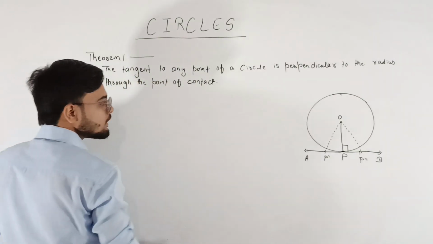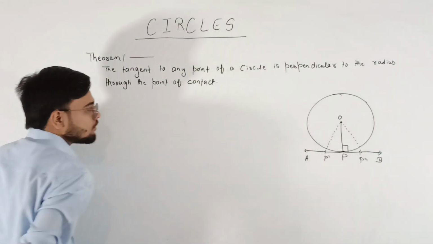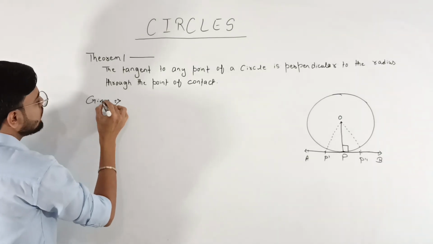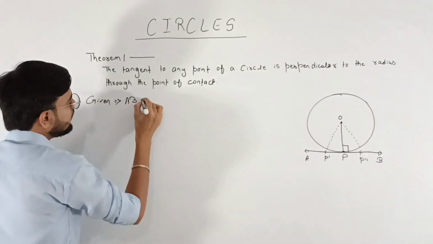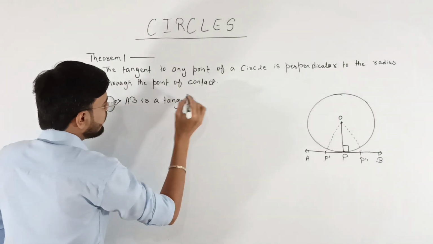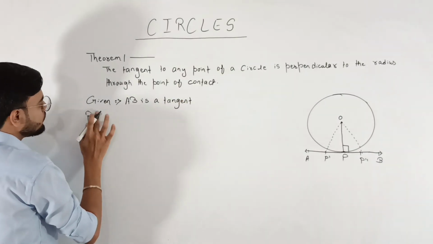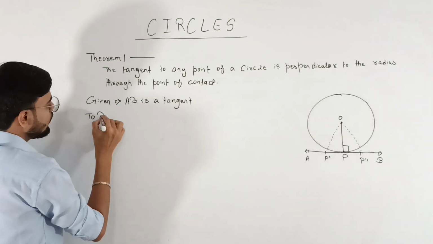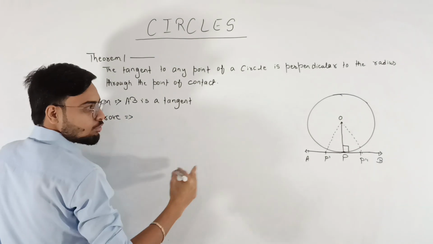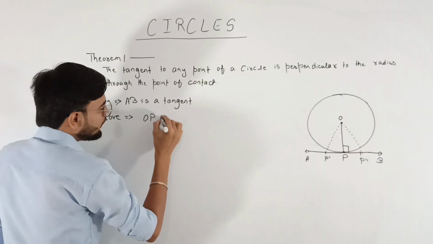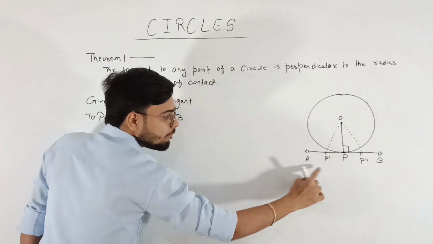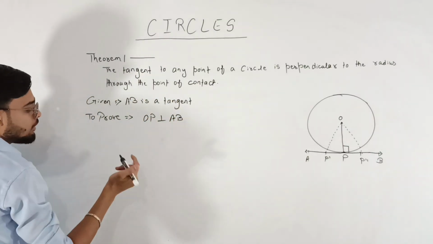Okay, so we have to prove this OP is perpendicular to AB. So first we write what is given. Given is what? AB is a tangent. This is given. Now what we have to prove? To prove is what? Tangent is perpendicular to the radius, which means we have to prove OP is perpendicular to AB. OP is the radius and AB is the tangent. So we have to prove OP is perpendicular to AB.